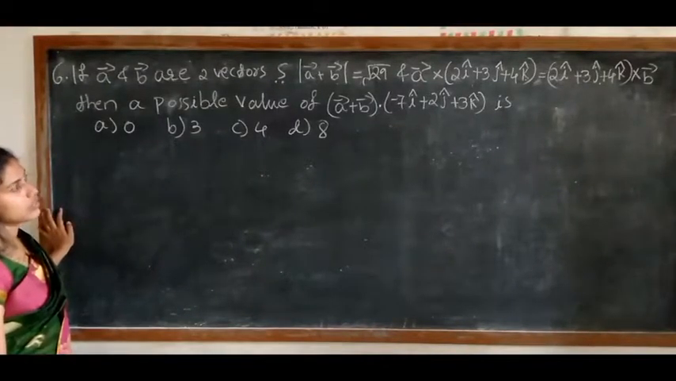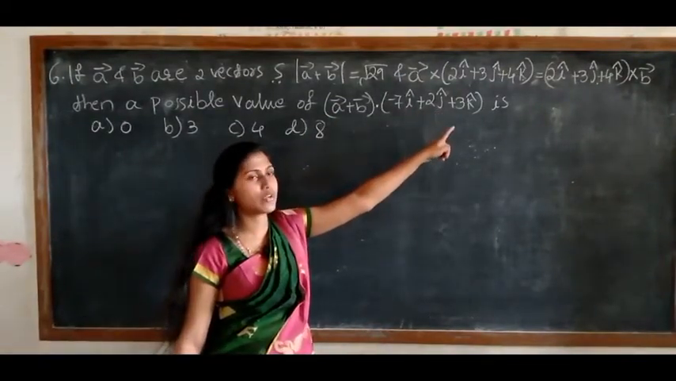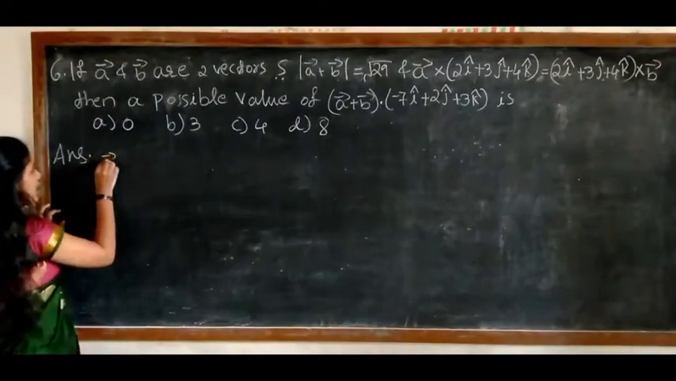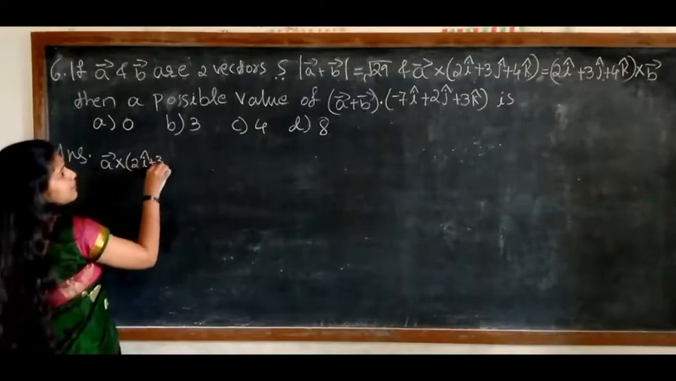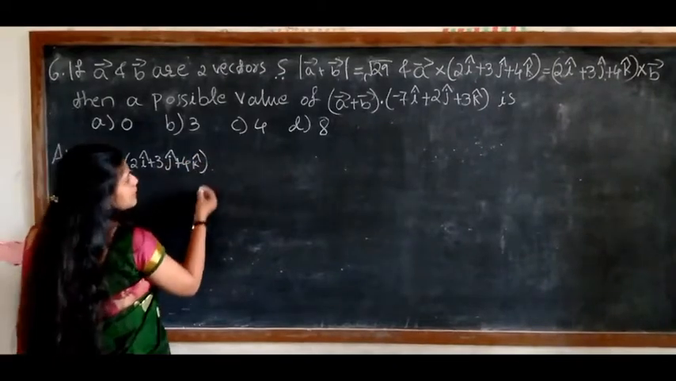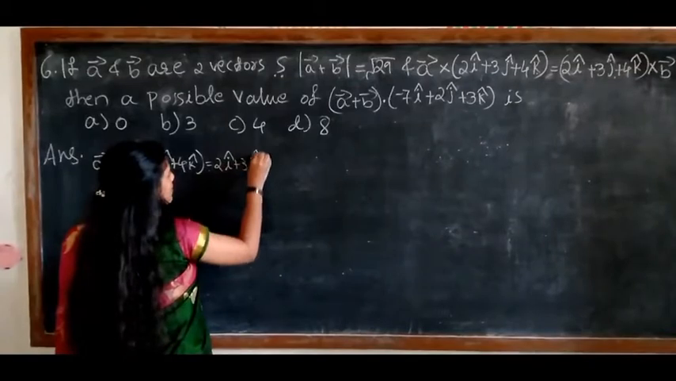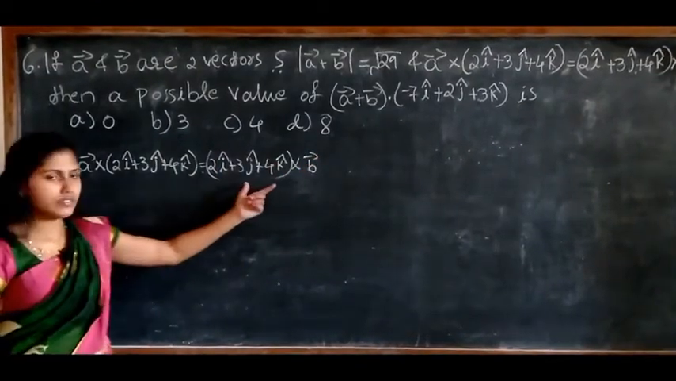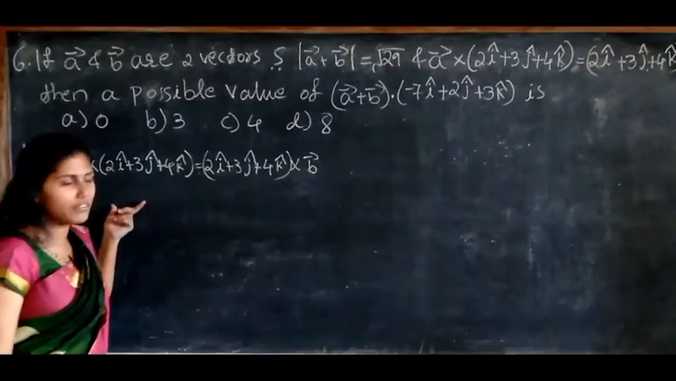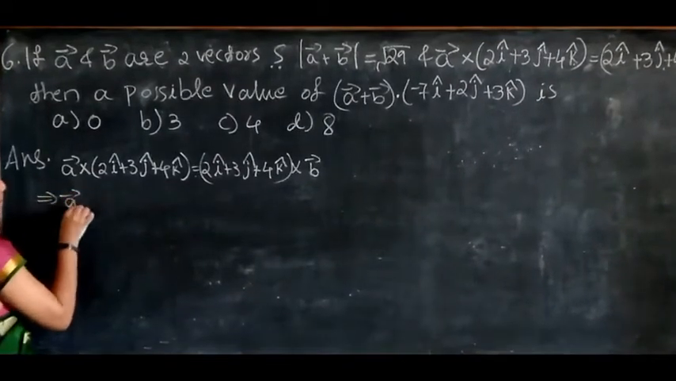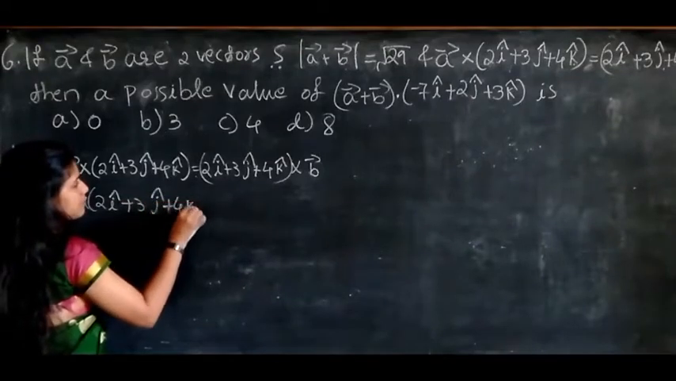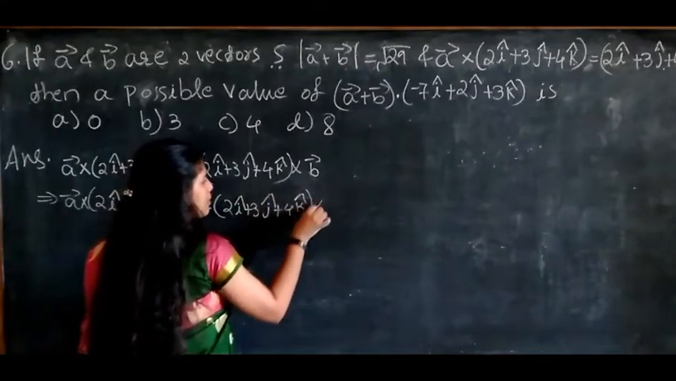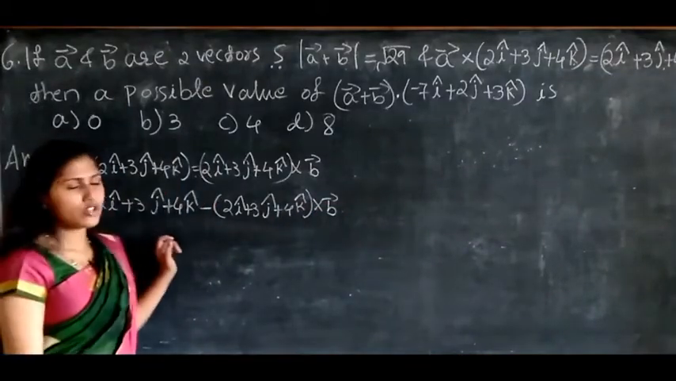Then first we have vector A cross (2i cap plus 3j cap plus 4k cap) is equal to (2i cap plus 3j cap plus 4k cap) cross vector B. First we write it. We bring this term to this side, then this positive term will be negative and this side will be 0. That is, minus (2i cap plus 3j cap plus 4k cap) cross vector B.